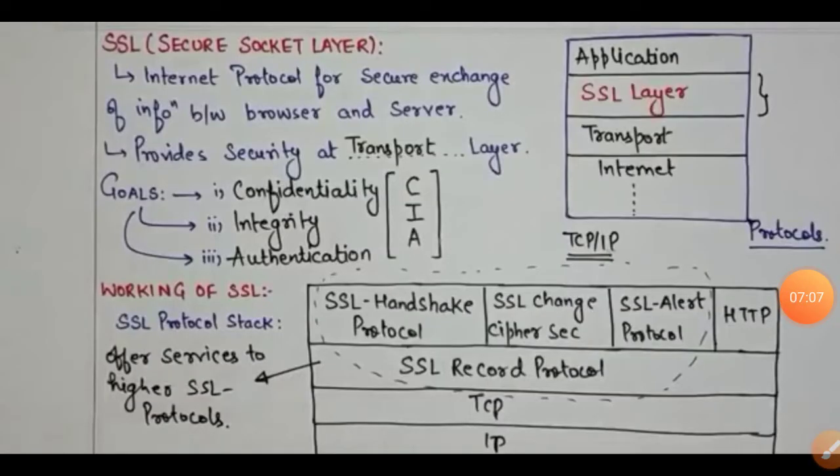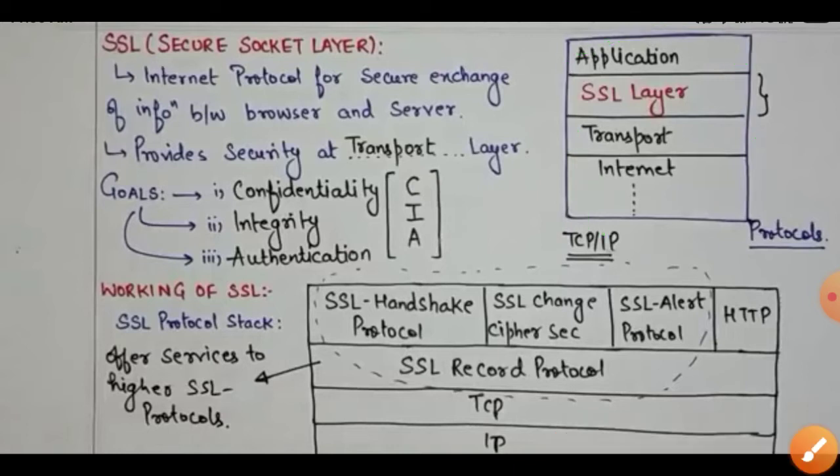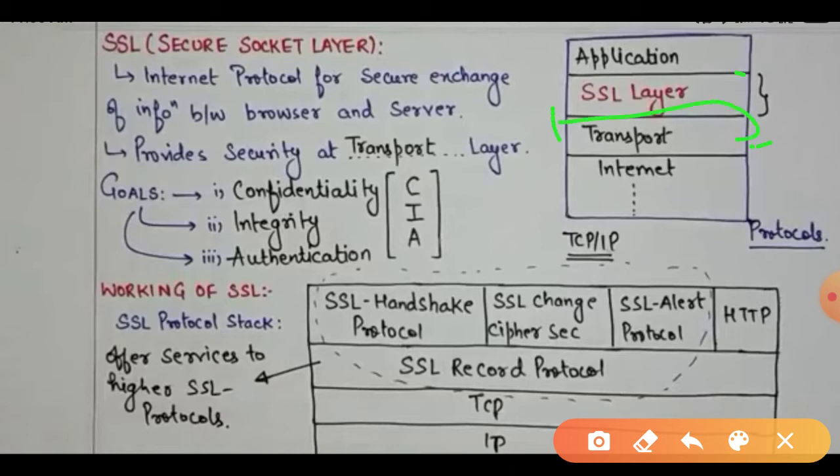So this SSL protocol exists between the application layer and the transport layer. This is the architecture of the internet model. Here application layer, transport layer, internet layer, data link layer, everything is there. So where does the SSL protocol exist? It is between the application layer and the transport layer.